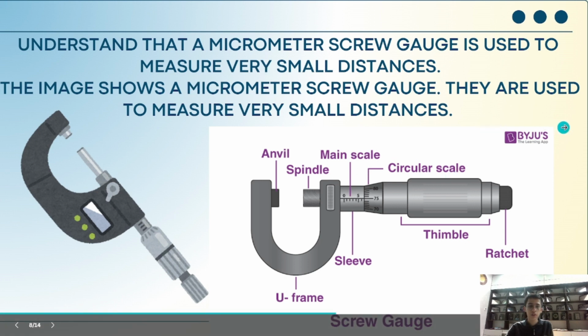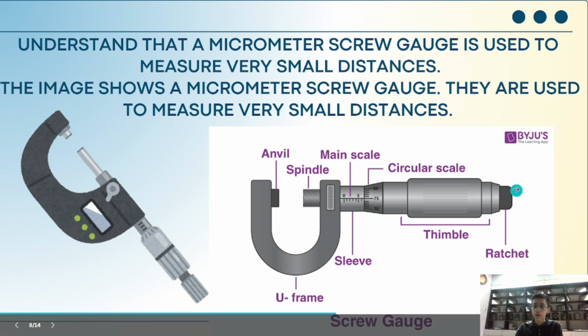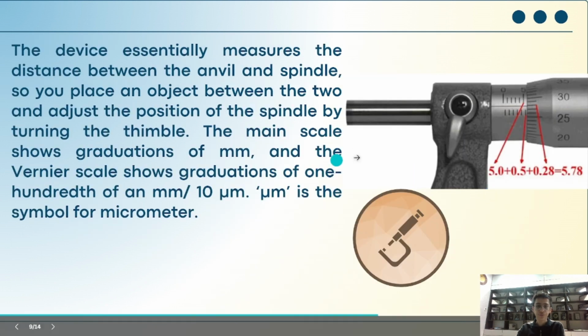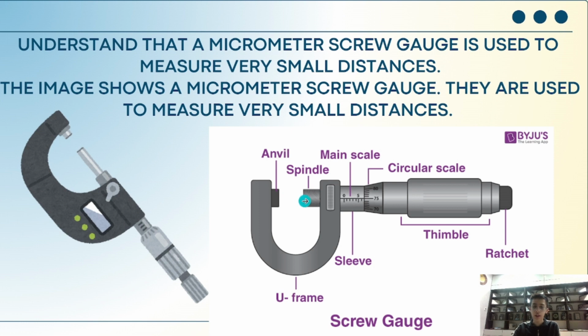So we will talk about the micrometer screw gauge. This is a micrometer. It's okay if you say micrometer. We call it anvil and spindle, circular scale and main scale, with sleeve, thimble, ratchet, and U frame. We call it U frame because it looks like a U. This device essentially measures the distance between the anvil and spindle.